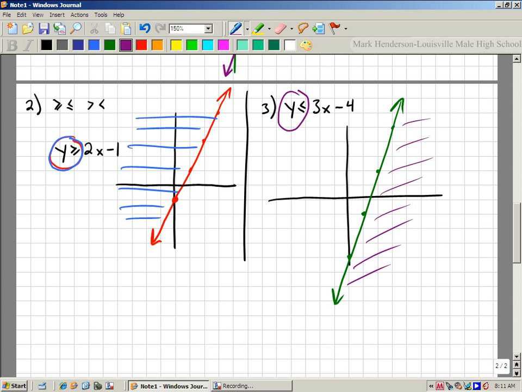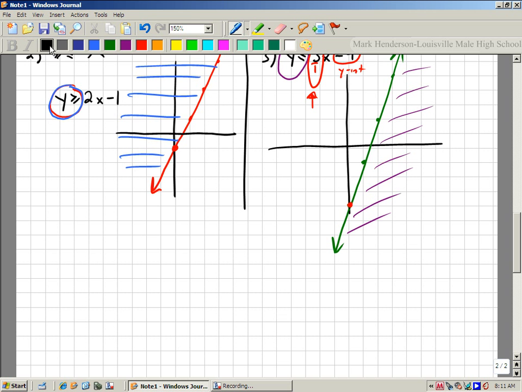Yes? I don't understand how you got the points. Do you go X over 3 times? I go up 3 to the right 1. Remember, this is the y-intercept. So that's where it crosses the y-axis. So I go down 4 first. And then from there, I use the slope to find every other point. I go up 3 to the right 1, over and over and over again. Okay, moving on.